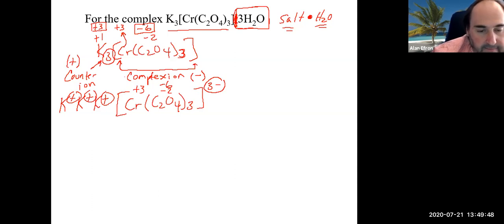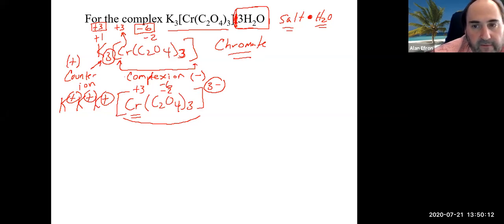So these are our components. Because our complex ion part is negative, when we use the name for this, we need to use the old school name, the one that ends with ate. So we would not use chromium in this case. We would actually use chromate, because the complex ion part is negative. So we go from chromium to chromate, and we would definitely include the Roman numeral to indicate the charge on it, which is 3. Any questions on that so far?